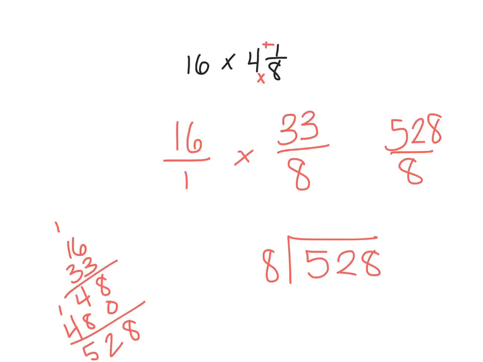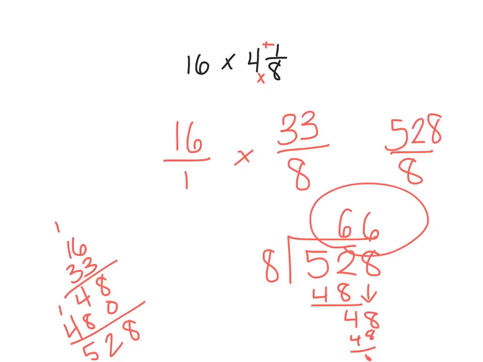8 does not go into 5. 8 goes into 52 6 times. 8 times 6 is 48. When I subtract, I get 4. When I bring down my 8, 8 goes into 48 6 times, and that's going to leave me again with a remainder of 0, and I get the answer of 66. So 16 times 4 1/8 is 66.